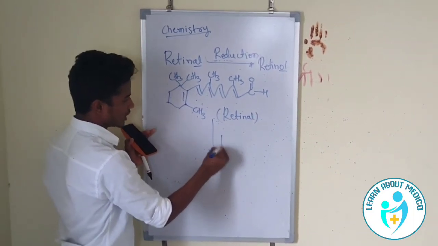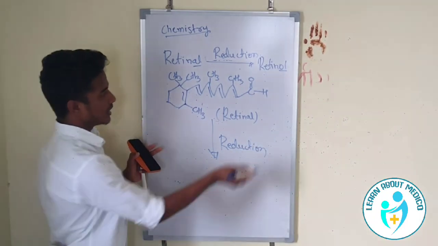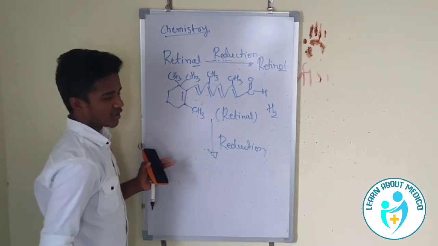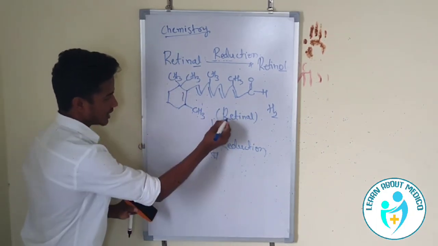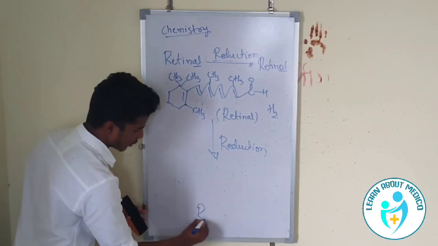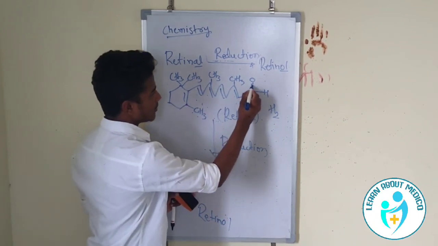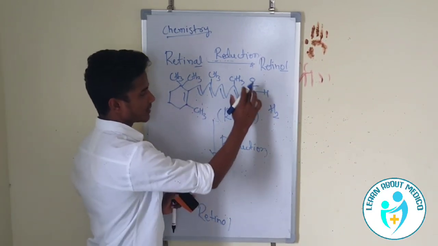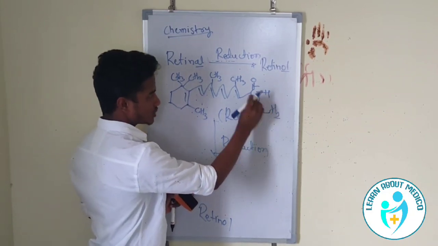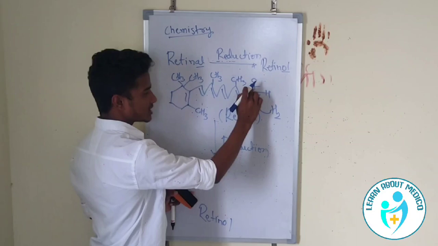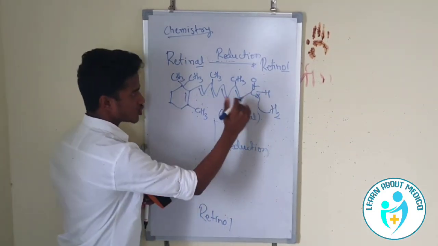If this retinal undergoes reduction, reduction means in general addition of hydrogen, or removal of oxygen. If this retinal undergoes reduction, it gives retinol. What happens? Here, this double bond is going to be cleaved. It becomes a single bond, and this H2 is going to be added to this carbon atom, becoming CH2. This O and H combine to give OH, that is CH2OH.